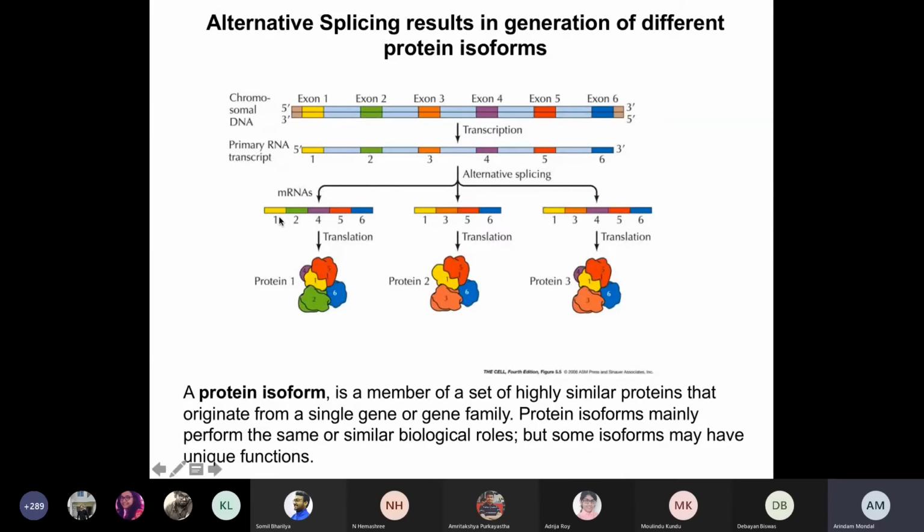For example, in one particular case of splicing, there will be exons 1, 2, 4, 5, 6, and it will result in the formation of a protein, protein 1. In another alternative splicing, it will synthesize an mRNA having exons 1, 3, 5, 6, and it will produce protein 2. In another case, it will synthesize protein 3. Now, if I ask you, can you predict what will be the relation between these three proteins, protein 1, 2, and 3? Any idea about their structure, their function?